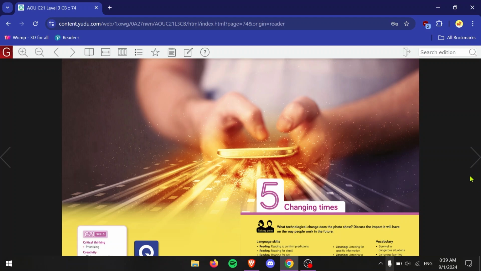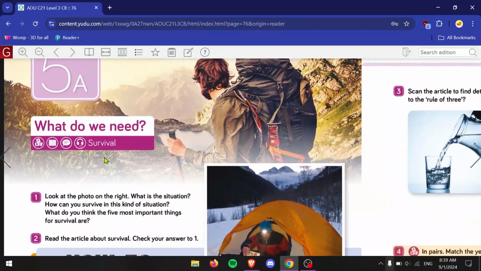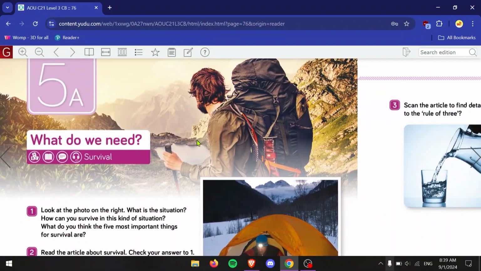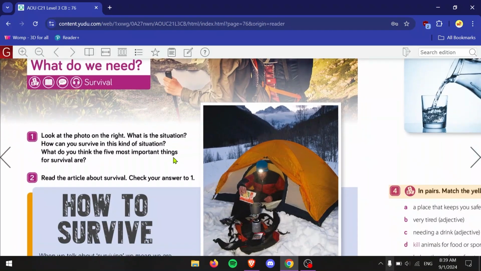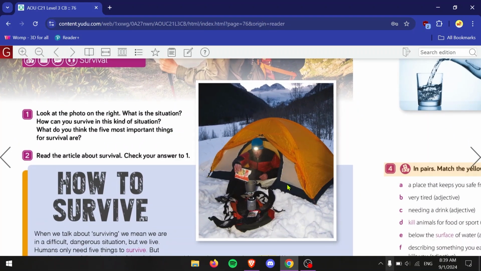Okay, now let's go to 5A. What do we need? It looks like we're going to be talking about survival in this one. Awesome. So look at the photo on the right. What is the situation? So I'd like you to pause the video and again, take a look at this photo. And what do you think the situation is? What is going on here?